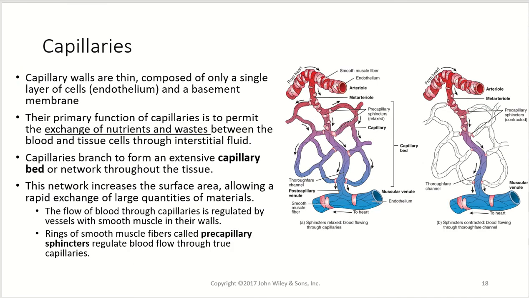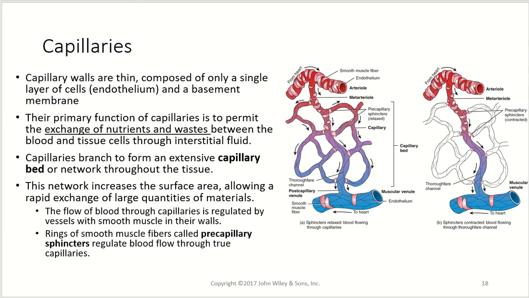These capillaries have walls that are thin, composed of only a single layer of epithelial cells and a basement membrane. The primary function of these capillaries is to permit the exchange of nutrients and waste between the blood and the tissue cells through the interstitial fluids. Capillaries branch to form an extensive capillary bed, or network, throughout that tissue. This network increases the surface area, which is really great in allowing a rapid exchange of large quantities of materials.